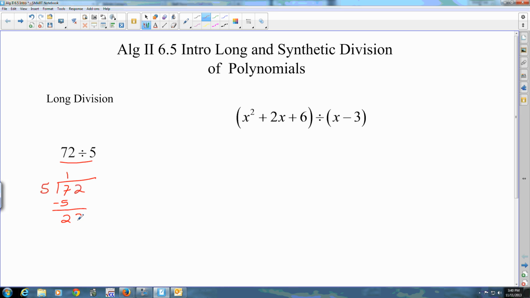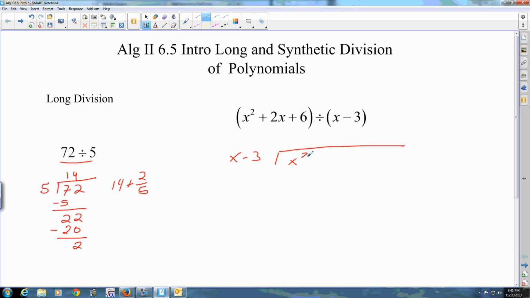and bring the next number down, and you repeat the question. 5 times what will get you close to this? 4. 4 times all of this gives you 20, and then you subtract it, you're changing the sign on it. There's nothing left, so that's the remainder. So it's 14 plus 2 over what you divided by. Okay, long division is very similar.